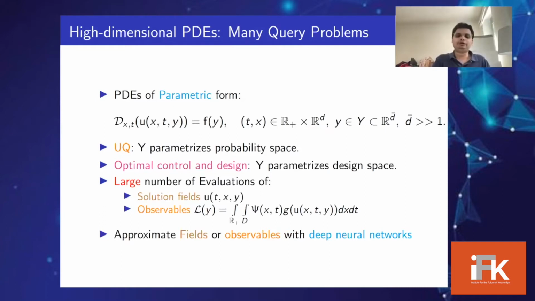So what we're going to do in this talk, and this is a research activity happening in different parts of the world, is approximate the solution fields or these observables with deep neural networks. So this is where deep learning or machine learning comes in. We're going to see how deep learning can make the computational cost go down significantly. But how do we do it? And before that, what is deep learning?